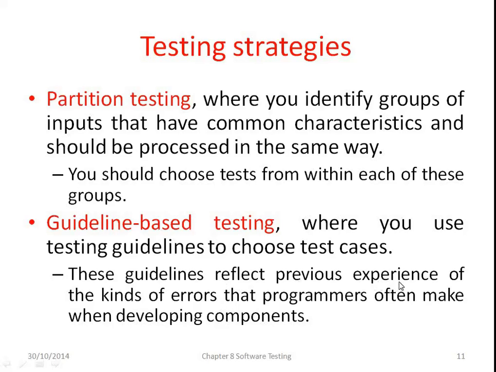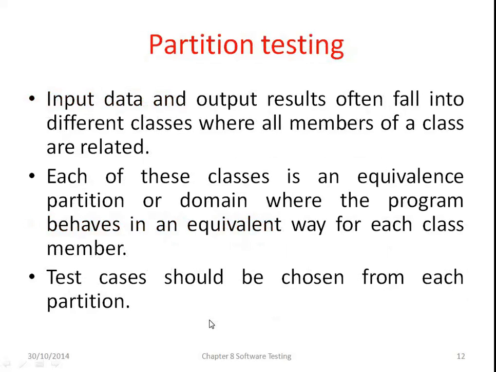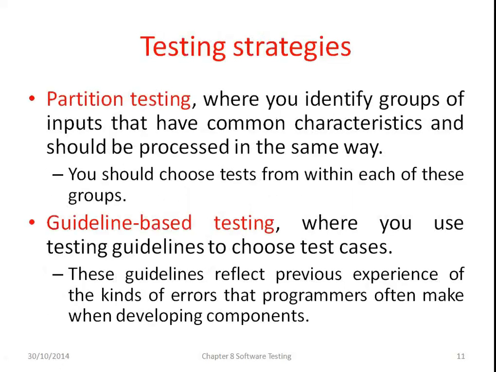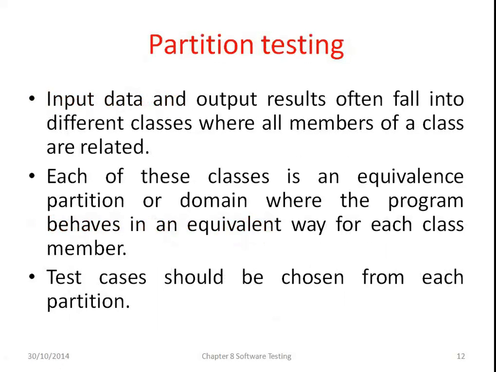These guidelines reflect the previous experience of the kind of errors that programmers often make when they are developing components. For testing, there are two strategies: partition testing and guideline testing. The first one is partition testing. Input and output results often fall into different classes where all members of a class are related. Each of these classes is an equivalence partition or domain where the program behaves in an equivalent way for each class member. So test cases should be chosen from each partition.